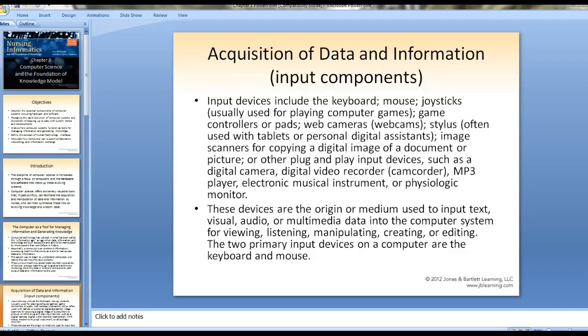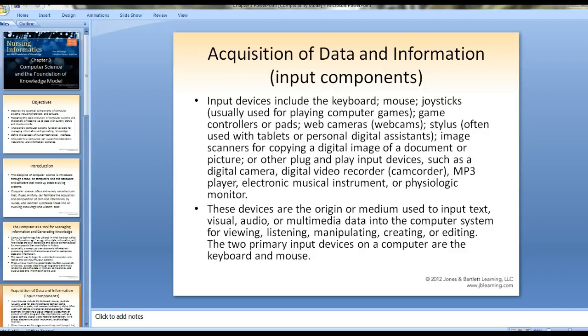And these devices are the origin or medium used to input text, visual, audio, or multimedia data into the computer system. So that's the raw data that we use later. And this data is viewed, listened to, manipulated, created, or edited. The two primary input devices on the computer are the keyboard and the mouse. Okay?